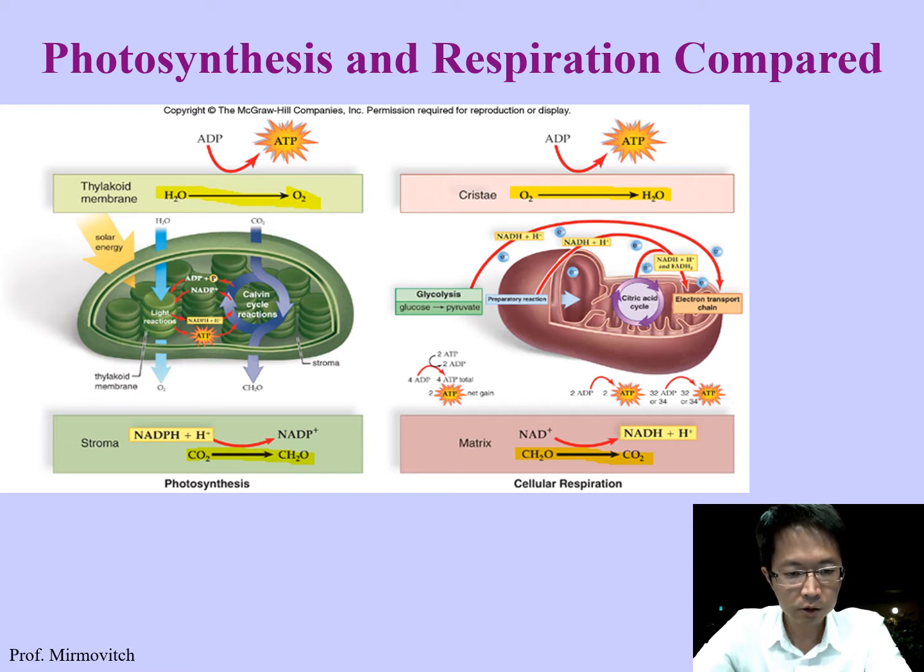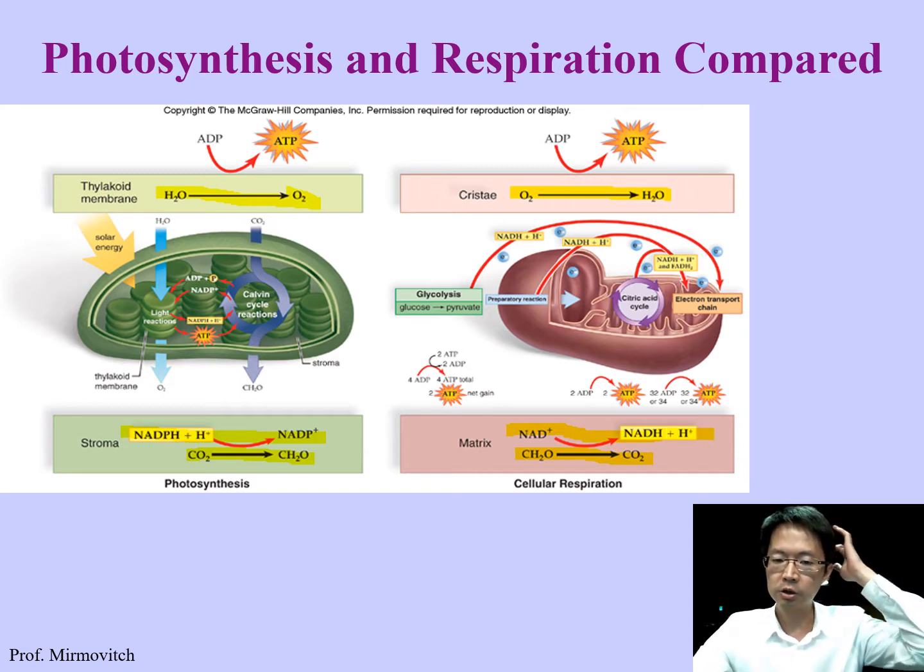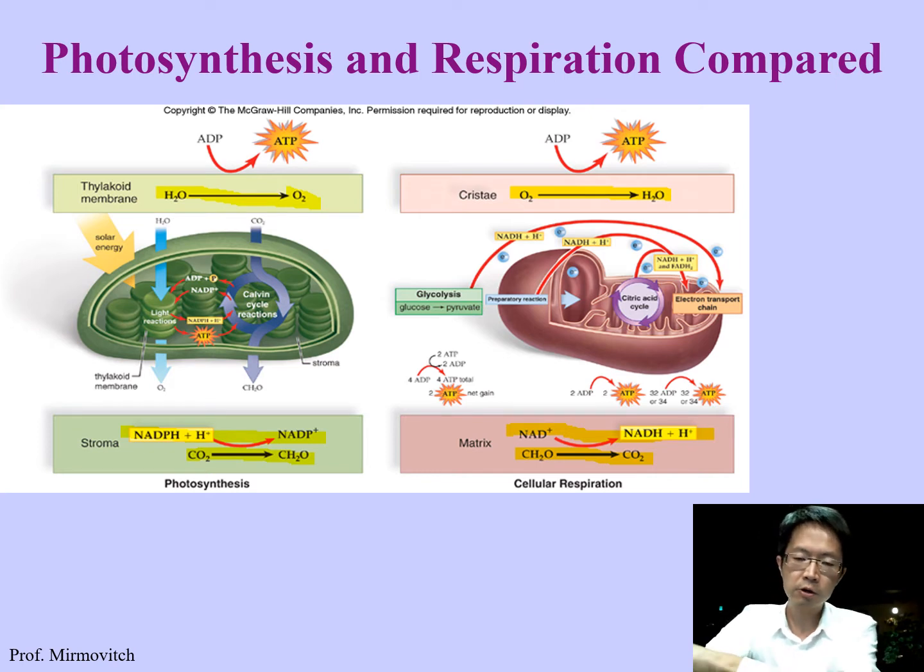And this is also different. The stroma uses NADPH to become NADP plus, but the matrix uses NAD plus to form NADH. The matrix, this part, they refer to the Krebs cycle here. So you can see that it is opposite. This is totally opposite, the two reactions.